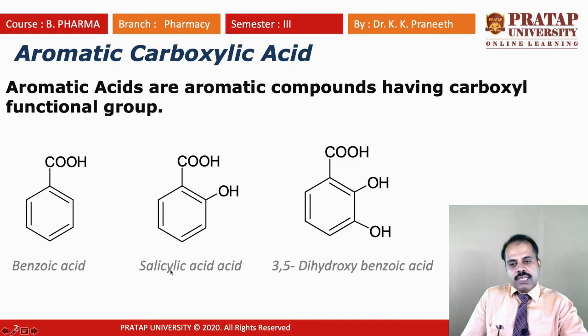The second example is salicylic acid. It has a carboxylic acid group, an aromatic ring, and a hydroxy group also. But still it is an aromatic carboxylic acid because it contains a carboxylic acid group and an aromatic ring, a benzene ring. So even though we have many substitutions, for example this salicylic acid contains an extra OH group, it is still considered an aromatic carboxylic acid.